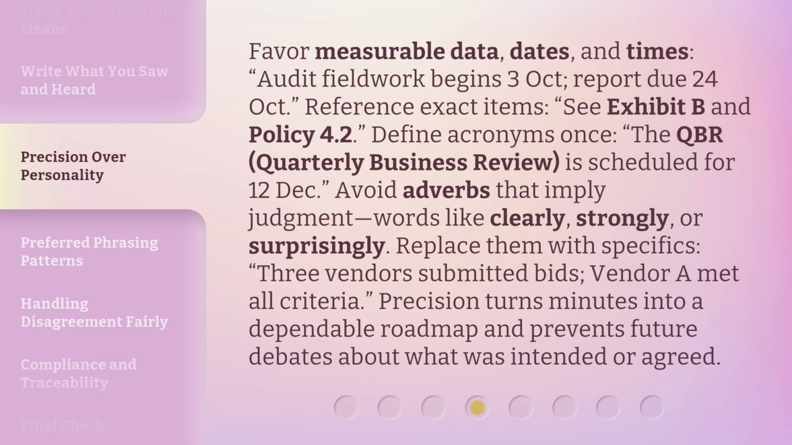Favor measurable data, dates, and times. Audit fieldwork begins the 3rd of October. Report due the 24th of October. Reference exact items. See Exhibit B and Policy 4.2. Define acronyms once. The QBR, Quarterly Business Review, is scheduled for the 12th of December.